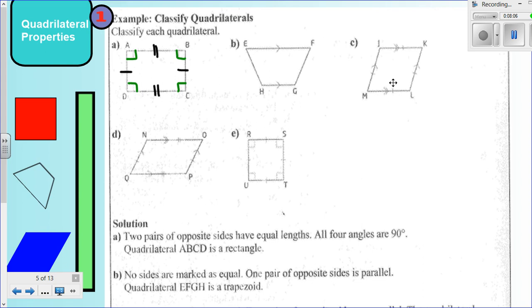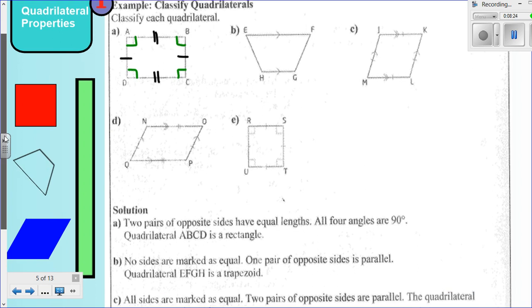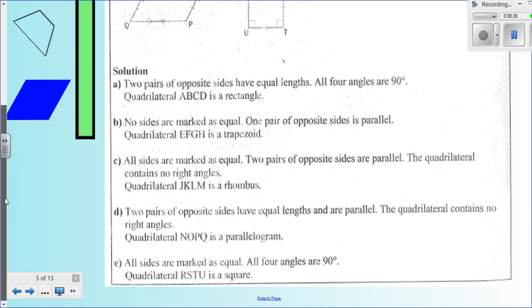Quadrilateral C is a type of parallelogram called a rhombus. Just as the square is a type of rectangle, the rhombus is a type of parallelogram. And the rhombus has the classification that you have opposite sides being parallel, but you also have every single side being equal in length. Okay, and there's a description of the different types.